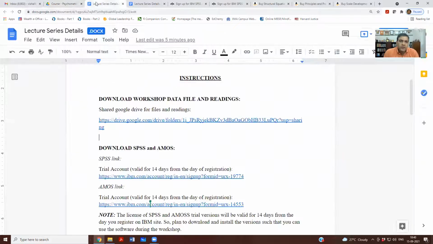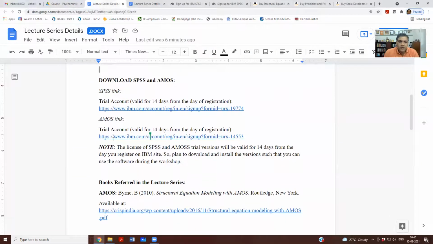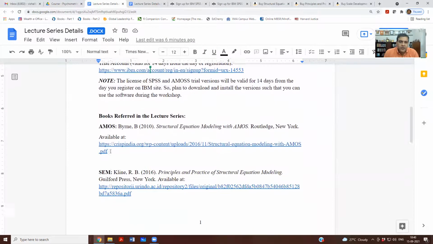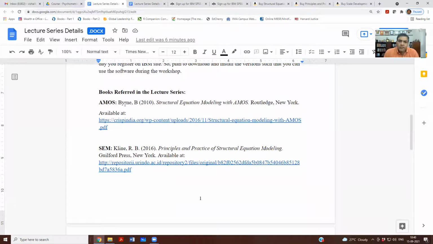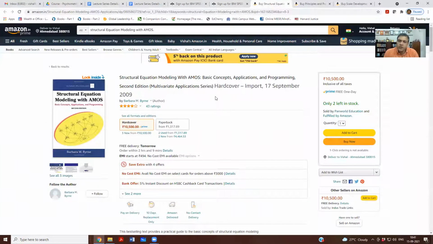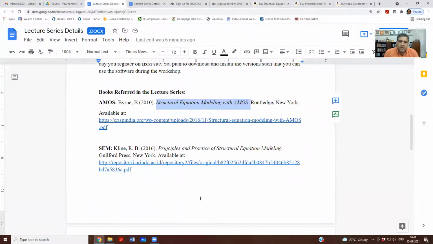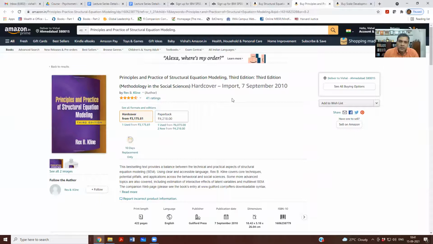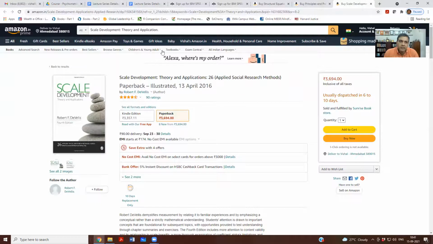During this course, I will also be referring to three books. For AMOS, I will be referring to Structural Equation Modeling with AMOS. This is the first book. This is the book that I would be referring to. The second book would be Principles and Practice of Structural Equation Modeling. And the third book would be on scale development.